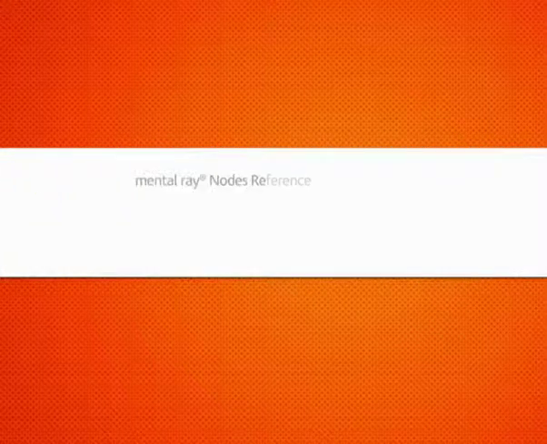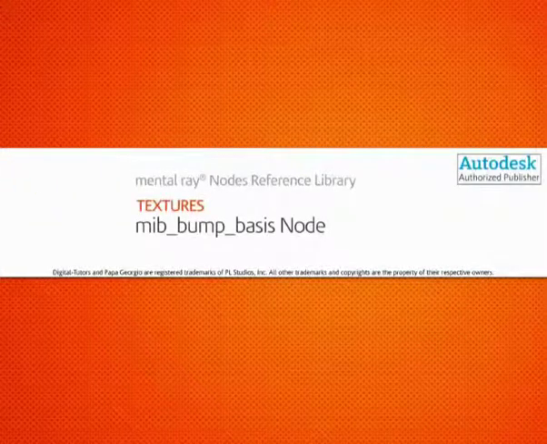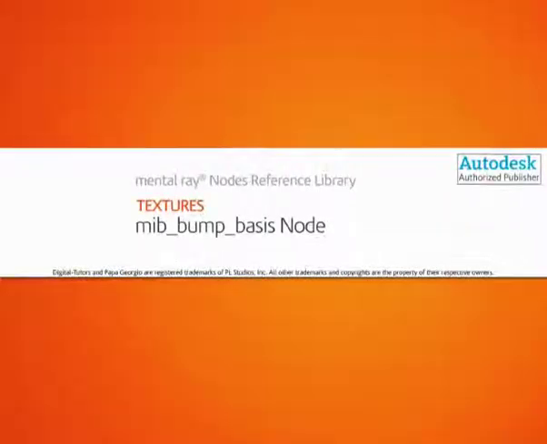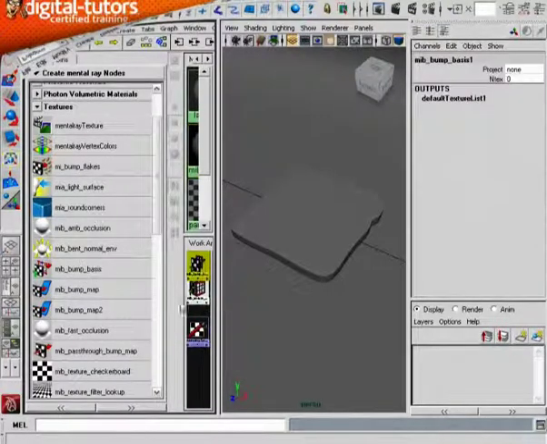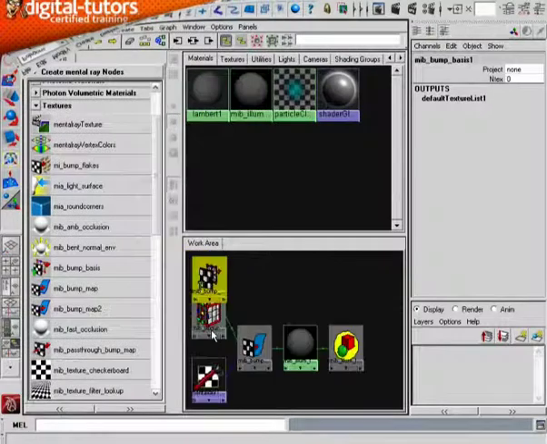In this lesson, we'll take a look at how we can use the MIB bump basis. So the MIB bump basis node is an essential node in order for the bump mapping effects to work correctly within MentalRay. By itself, though, this node really doesn't do much.